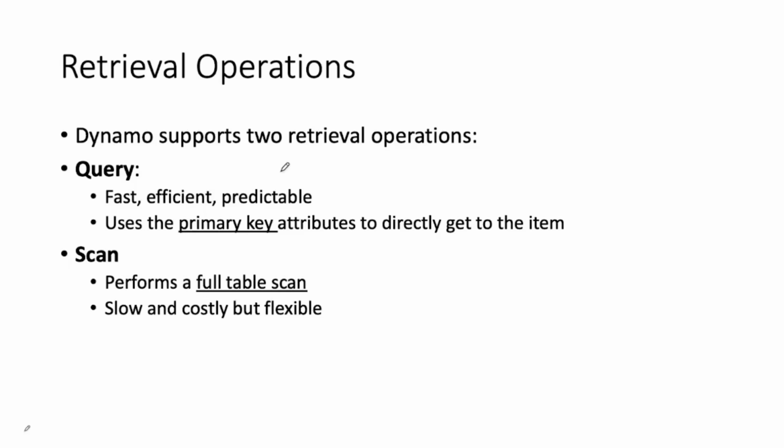Obviously, this is slow and costly, but it's flexible because it doesn't require us to specify the primary key attributes, whereas for the query operation, we are required to specify the primary key attributes. Let's talk about the primary key now.